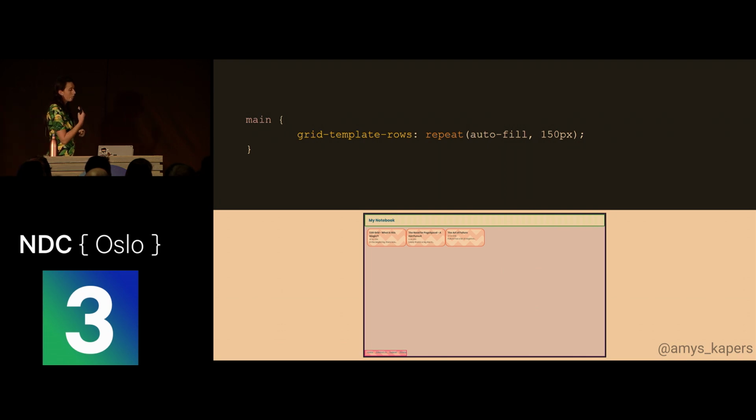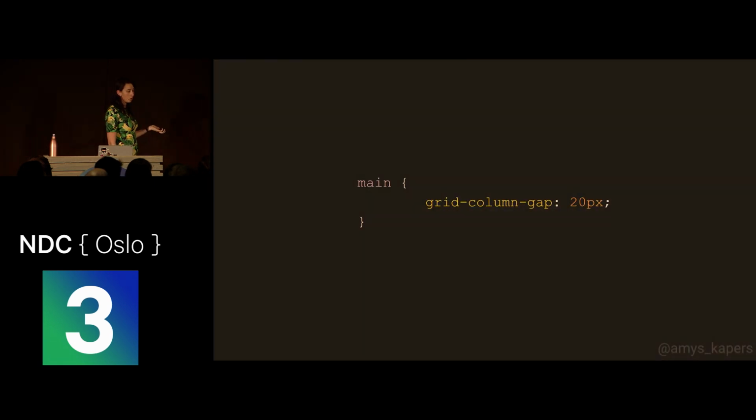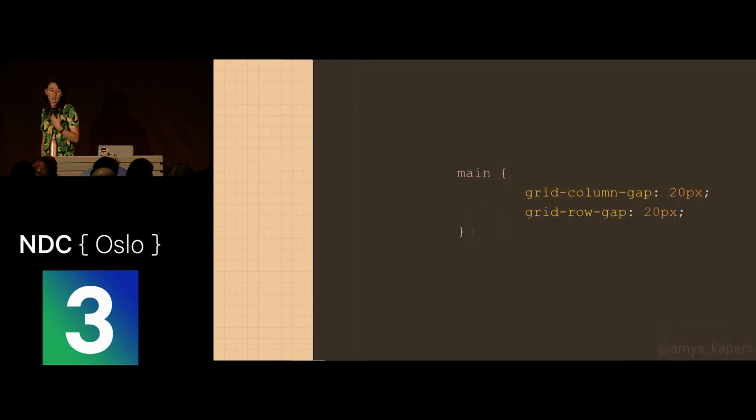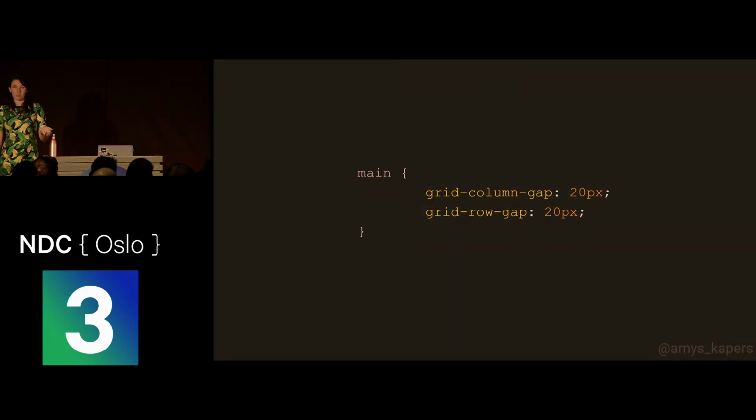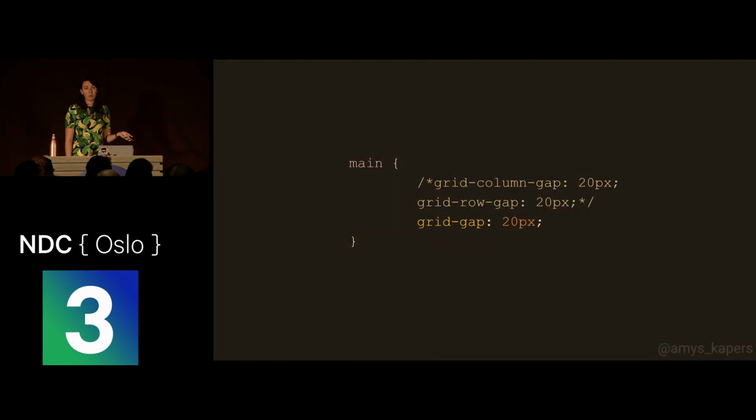And so if we want to have a gap between each of the columns, we can use grid column gap, 20 pixels. Then if we want to have a gap between each of the rows, we can say grid row gap, 20 pixels. Or if you're wanting to have an equal one, you can just say grid gap, 20 pixels. So that says you want to have 20 pixels between each column and between each row.